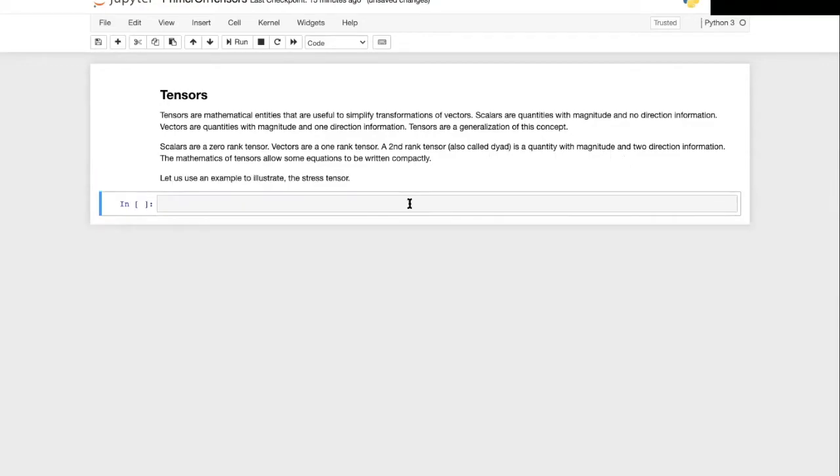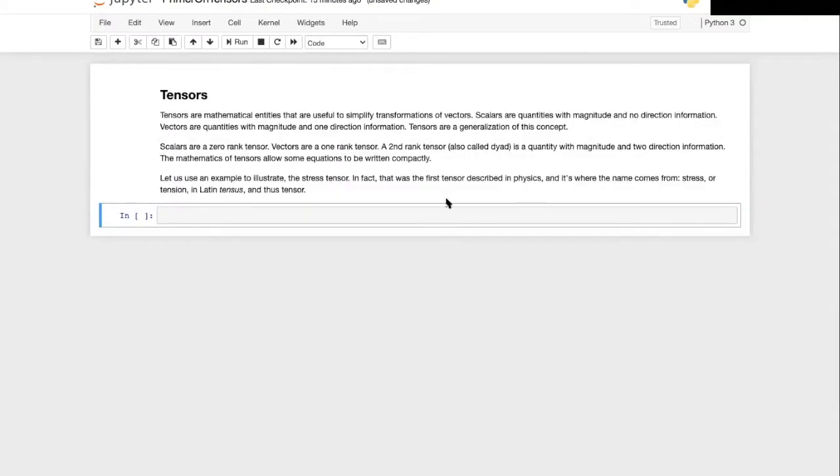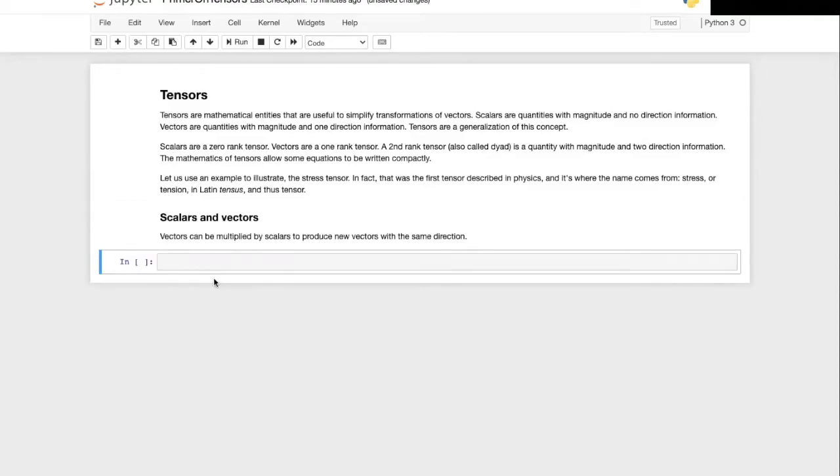Let us use an example to illustrate the stress tensor. In fact, this was the first tensor described in physics, and it's where the name comes from: stress, tension, in Latin tensus, and thus tensor. To understand tensors, let's go back to scalars and vectors.